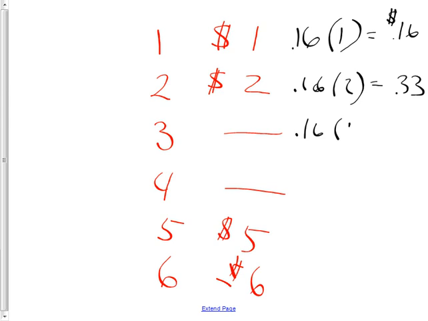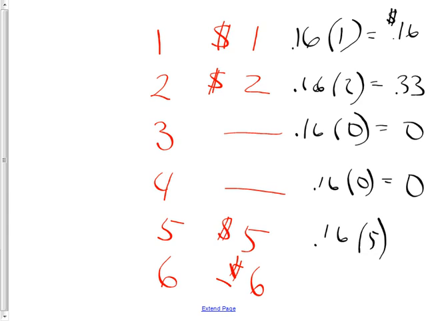0.16 chance, and I get 0 if it happens. So timesing by 0 is 0. Same with this next one, because I'm timesing by 0. And then the last one's 0.16, $5 for that one. That's starting to be worth something more.